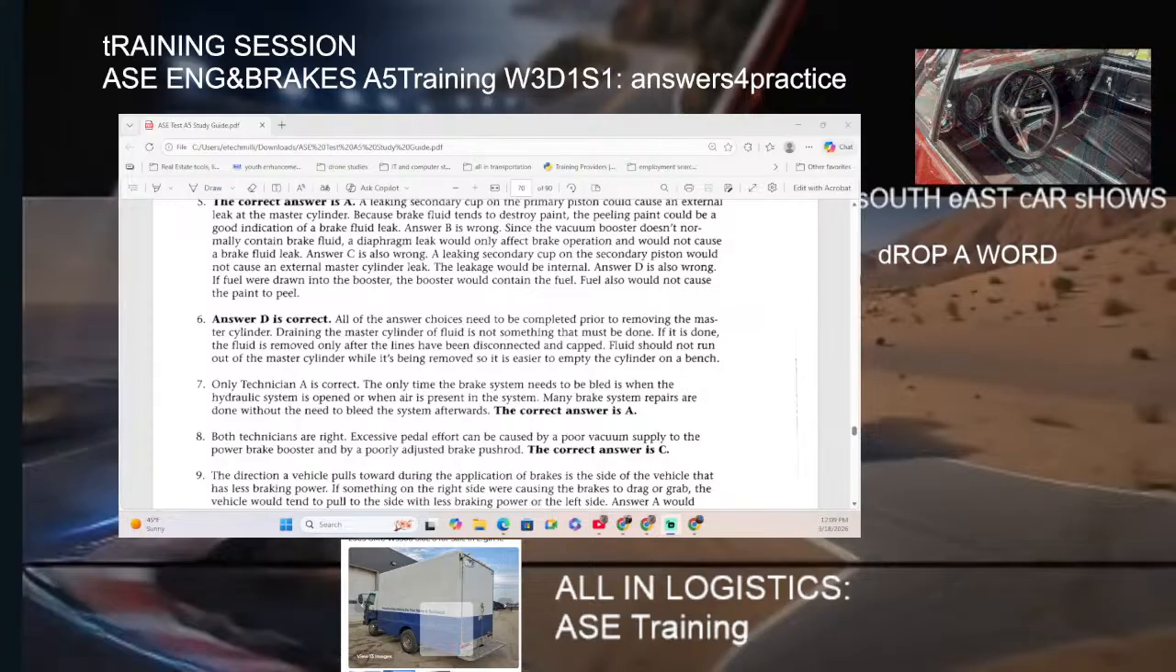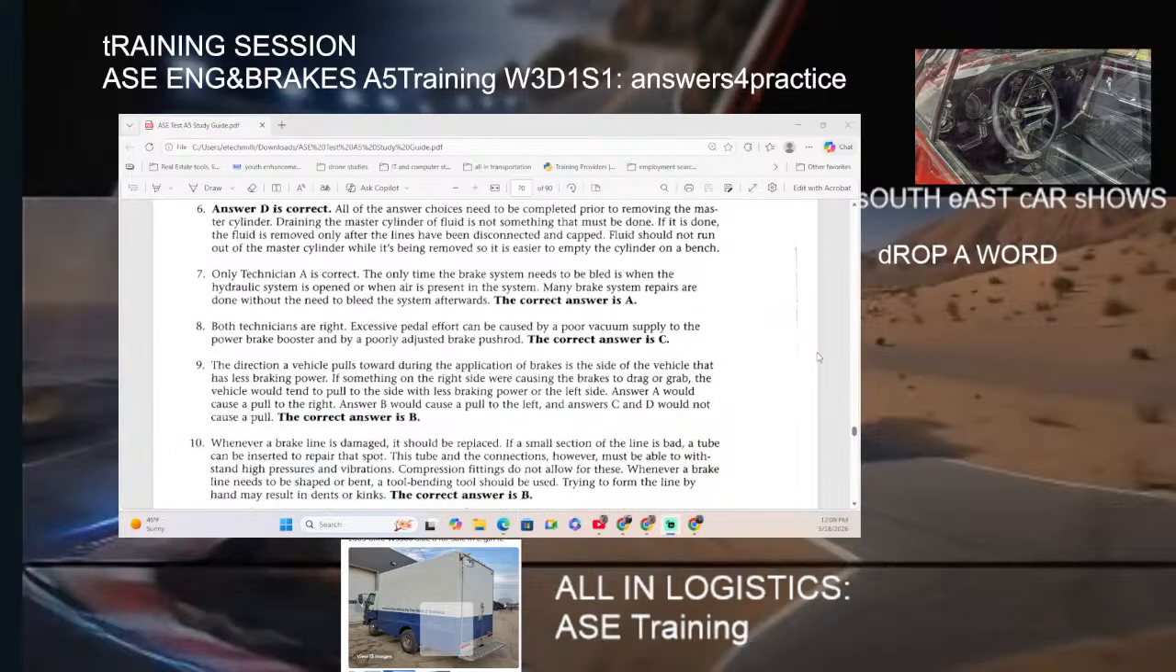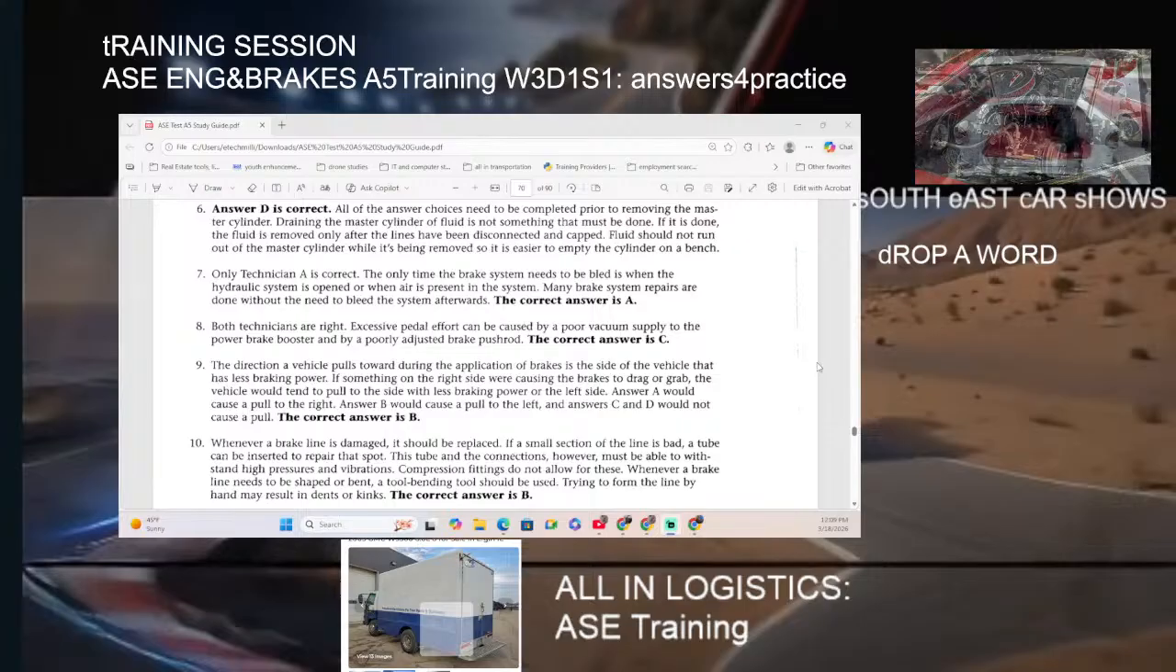6. Answer D is correct. All of the answer choices need to be completed prior to removing the master cylinder. Draining the master cylinder of fluid is not something that must be done. If it is done, the fluid is removed only after the lines have been disconnected and capped. Fluid should not run out of the master cylinder while it's being removed, so it is easier to empty the cylinder on a bench.